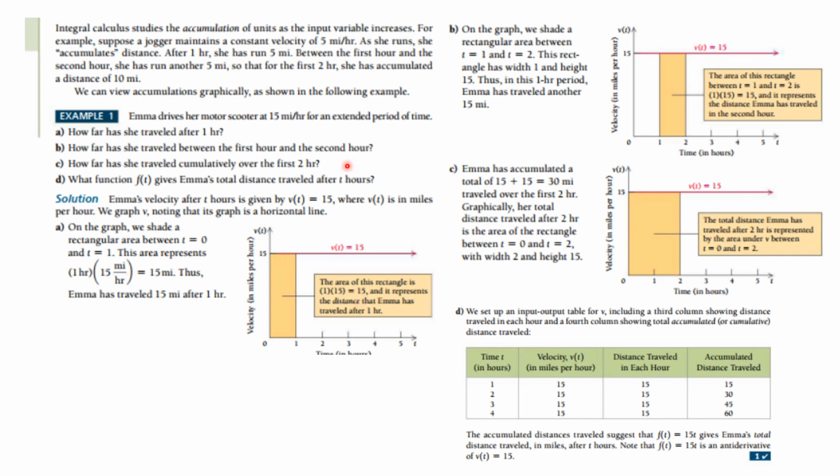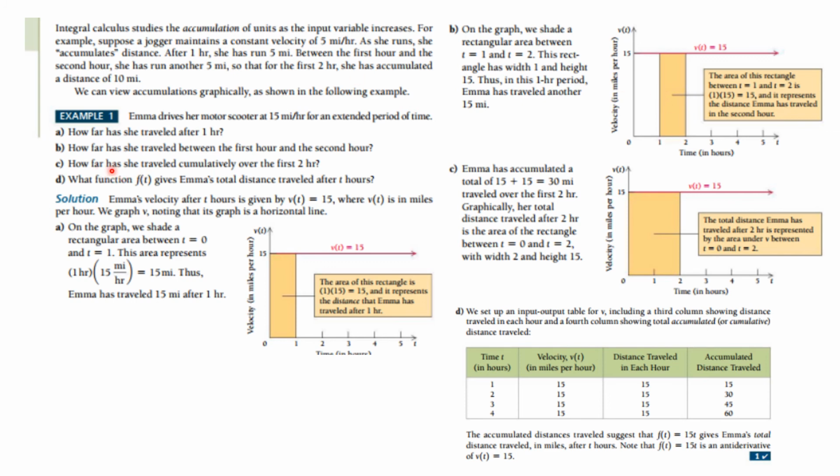B, how far has she traveled between the first and second hour? Well, here is a snapshot of between the first and second hour. And again, the rectangle is 15 high and 1 wide, and that's 15 miles that she's traveled during the second hour, because she's at a constant 15 miles per hour, but it's also the area of this rectangle.